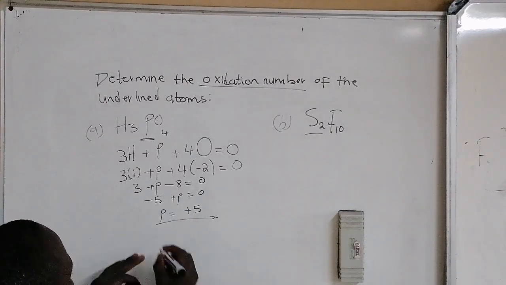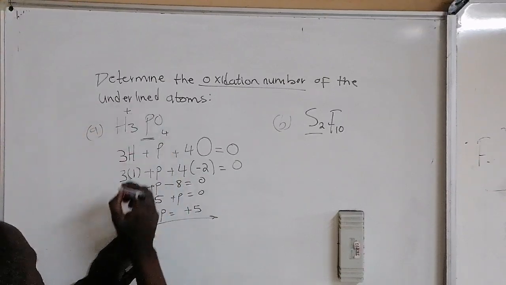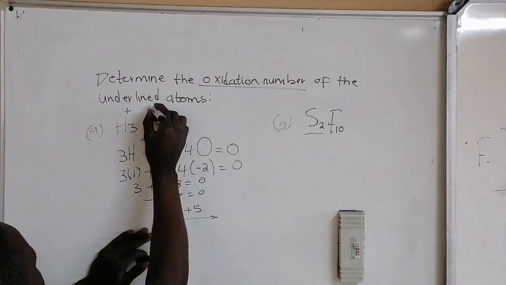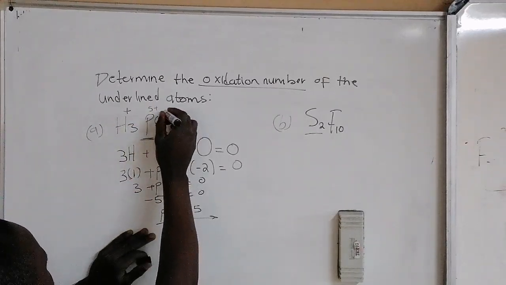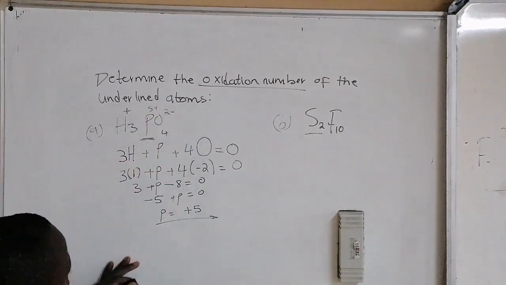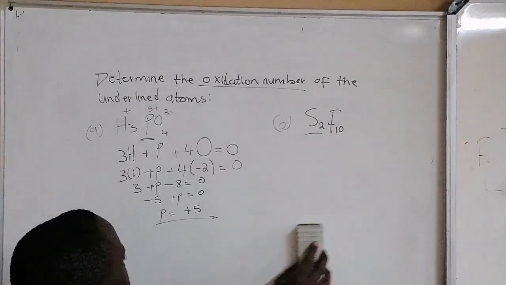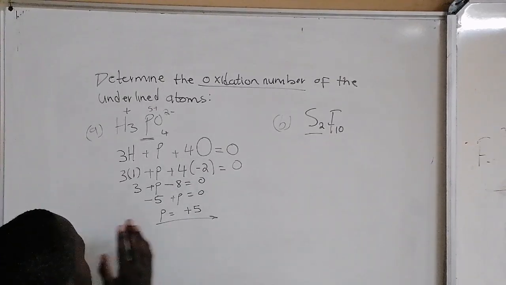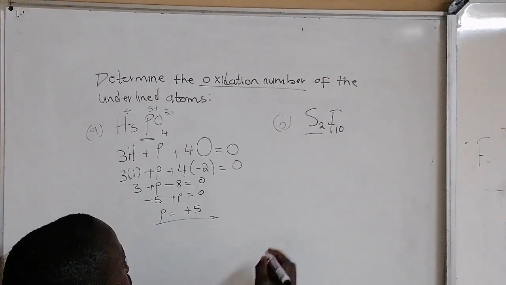So if I place all these oxidation numbers here, we know that here it is 1 plus, here it is 5 plus, here it is 2 minus. But that's not important in this part. We'll do it in the second part.